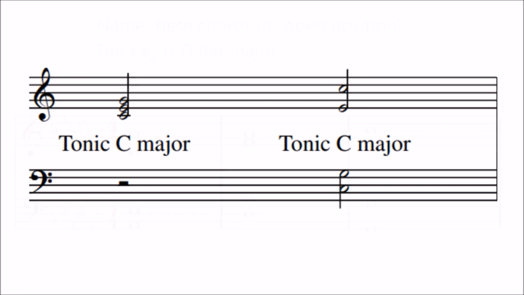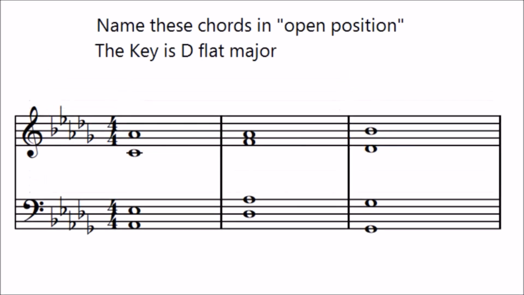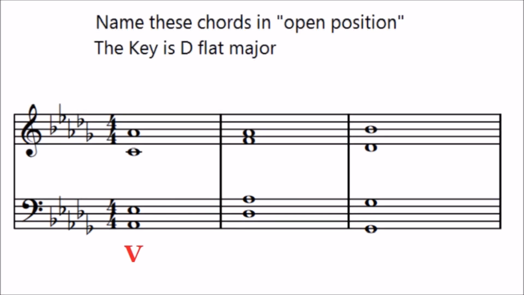Now, let's see how much of this you have understood. Could you name these chords in open position, given that the key is that of D flat major? The first one is chord 5. The second is chord 1. And the third is chord 4.